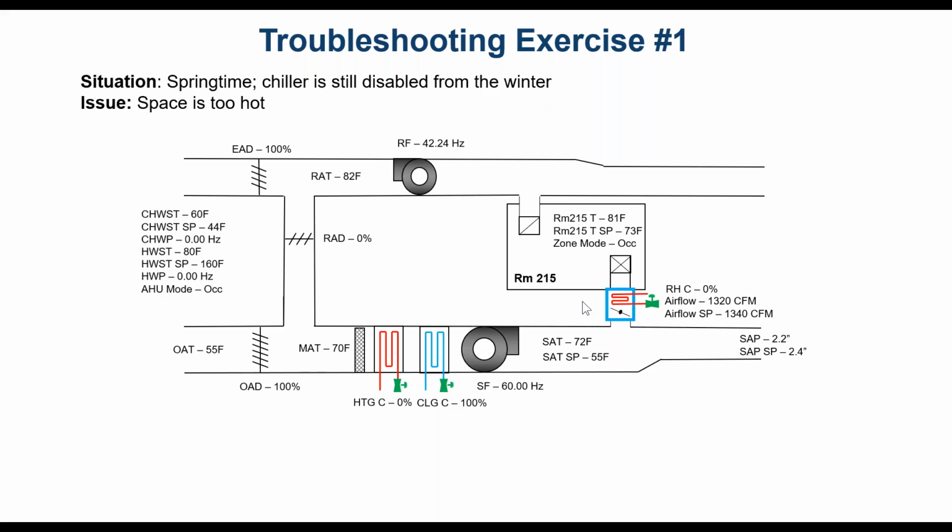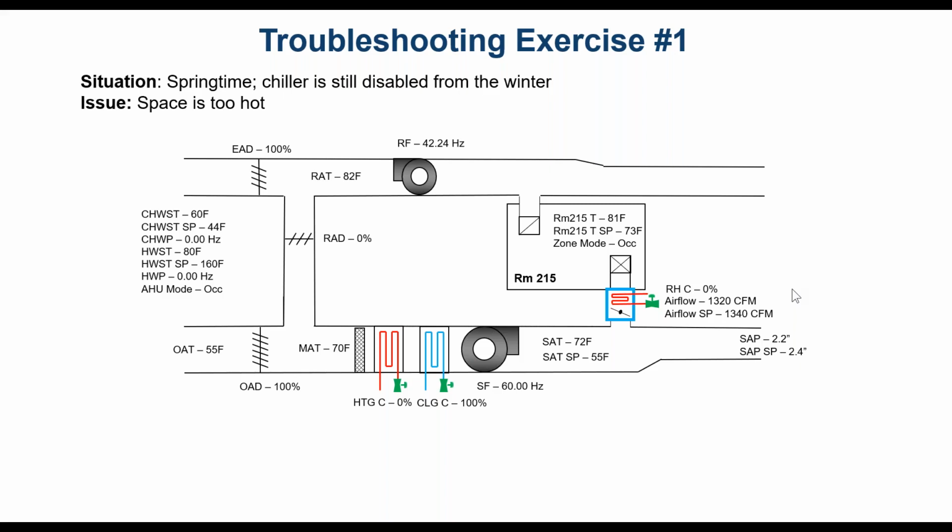Is the controller response as expected? Now, what would the controller response be here? So the temperature is 81 degrees. We're well above set point. So we're probably calling for full cooling at this point. So the expected response from the controller, I would expect to see the reheat valve being commanded closed, which it is. And I would expect the box to be calling for maximum airflow. And as you know, for this particular box, the maximum VAV box airflow is 1340 CFM. Okay, so step 4.2, is the controller response as expected? Yes, it is.